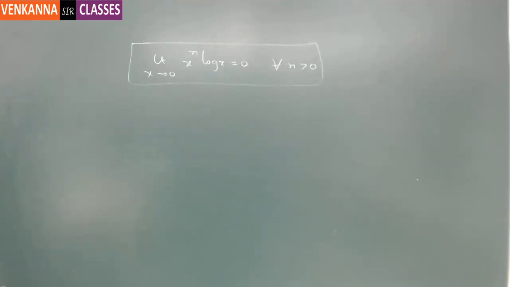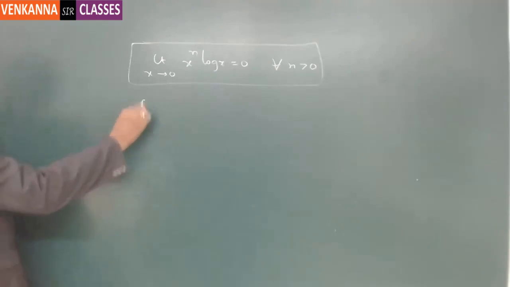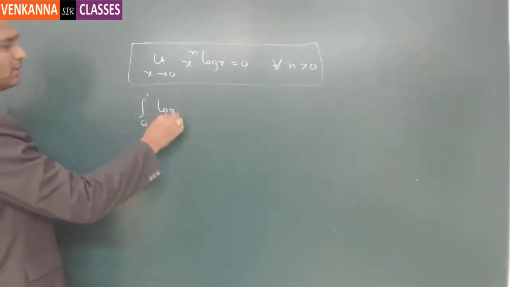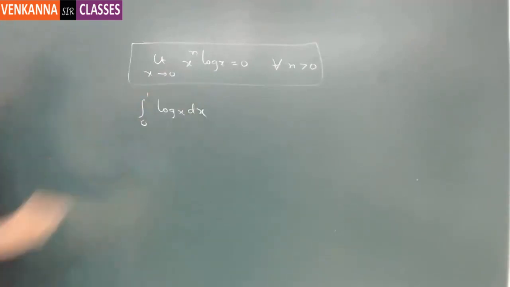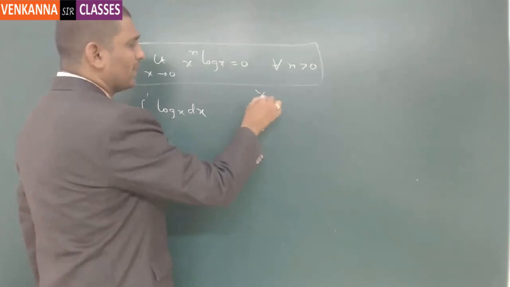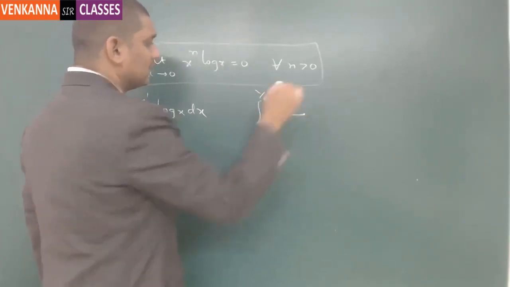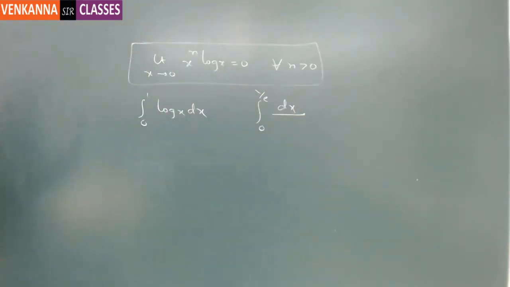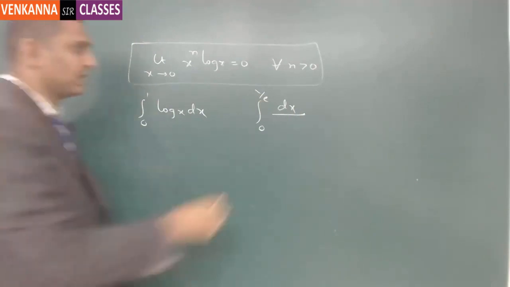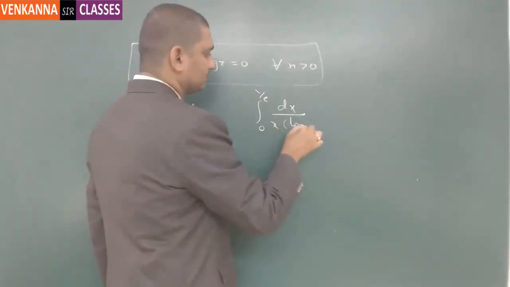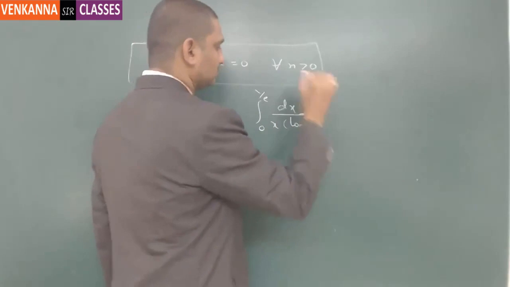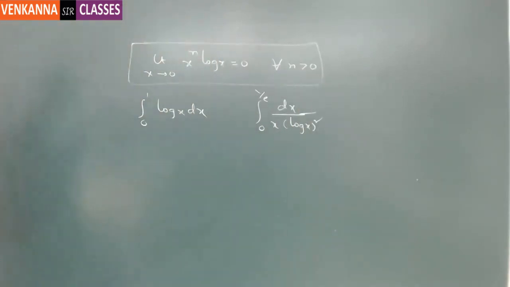Right? Now, let us take some of the problems. The first one is integral 0 to 1 log x dx. The other one is, you can take it as integral 0 to 1 by e dx by x into log x whole square. Let us take these two problems for convenience.